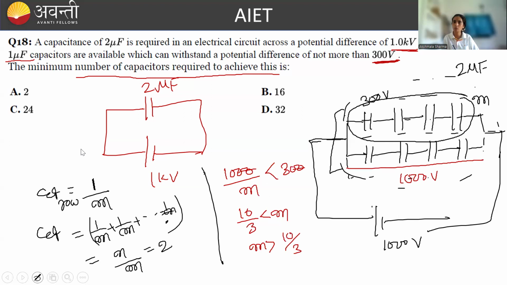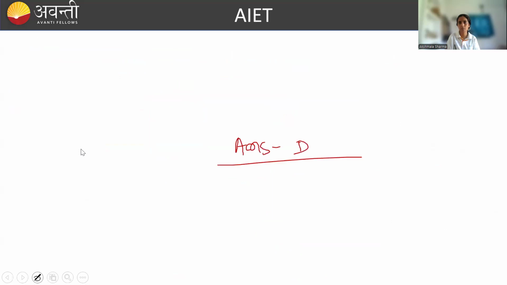So if I talk about numbers, then the minimum value of m can be 4. Done. And if m is 4, then n will be equal to what? 8. Done. So m is 4 and n is 8. So how many minimum capacitors are required? In one row there are 4. There are such 8 rows. So total capacitors will be equal to how much? 32. So the correct answer will be what? Correct answer will be B.